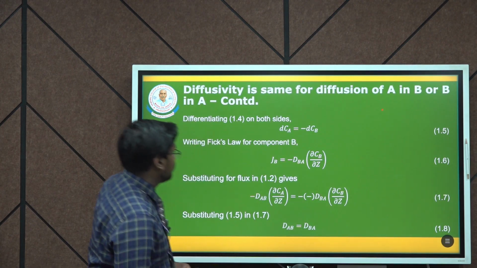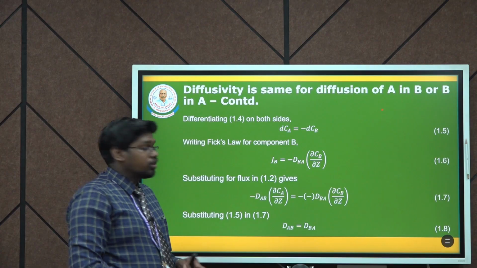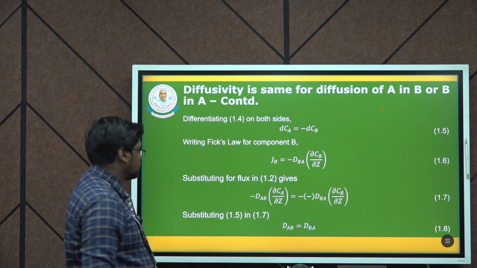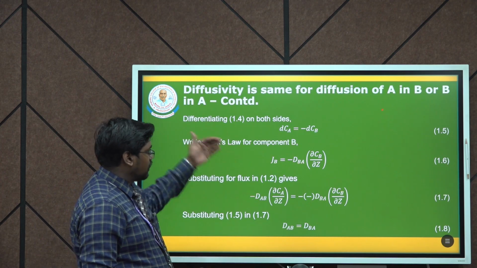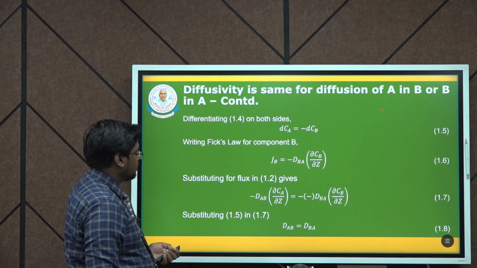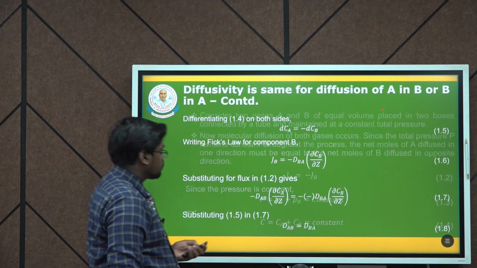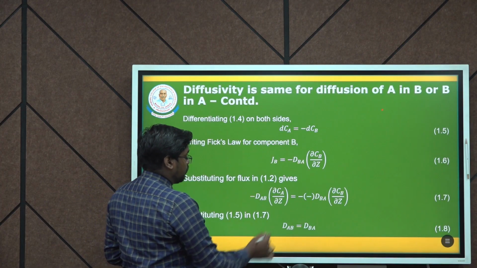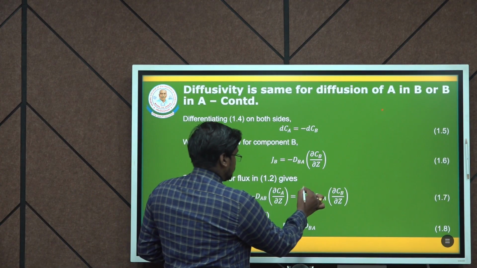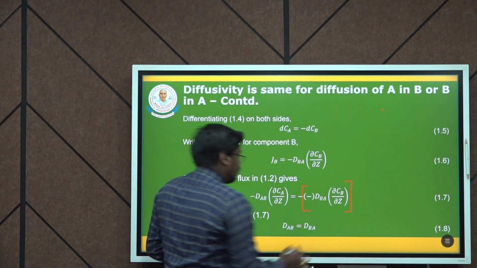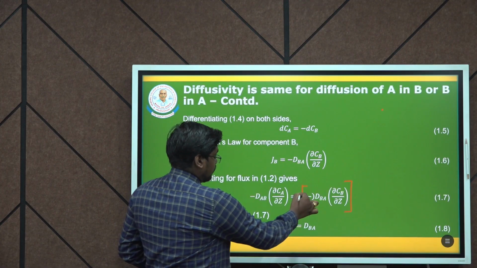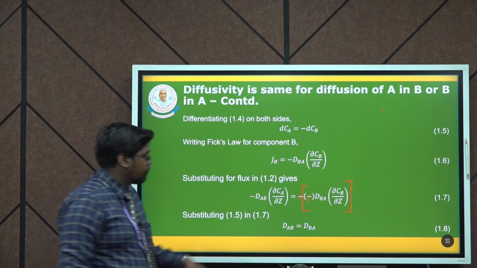So writing Fick's law for component B, by substituting Fick's law for the flux of B, JB is equal to minus DBA into dou CB divided by dou Z. Substituting the flux in the previous equation, equation 1.2, JA is equal to minus JB, gives minus DAB into dou CA divided by dou Z is equal to minus of JB, so minus of minus DBA. This minus and this minus will cancel out and become a plus.